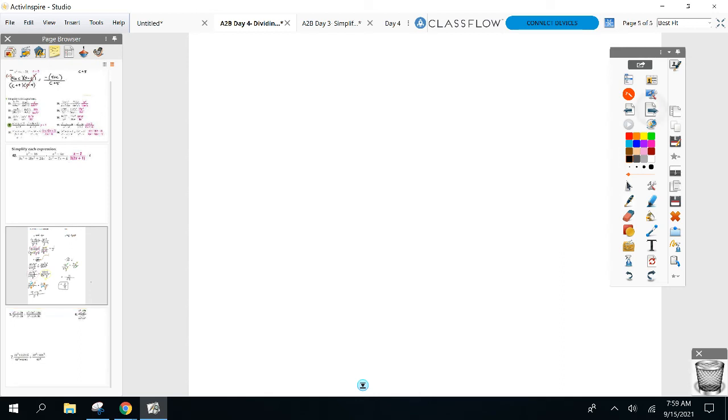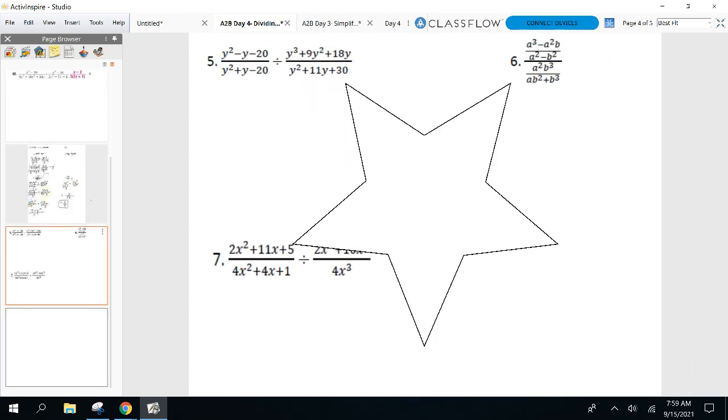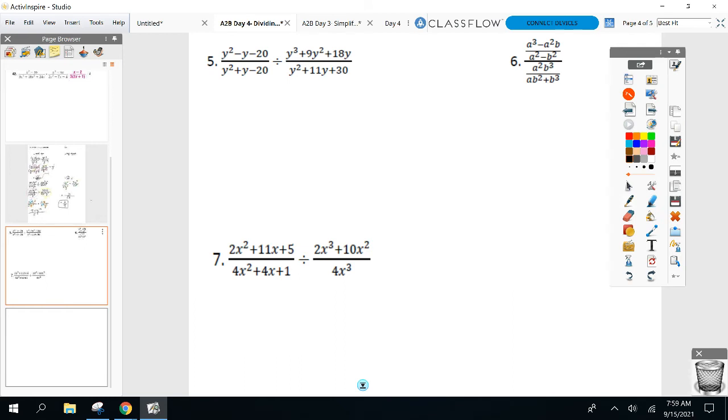All right, guys. You're gonna have to do difference of two perfect squares, GCF. I'm looking at this right now. Number 7, probably gonna have to group as well.